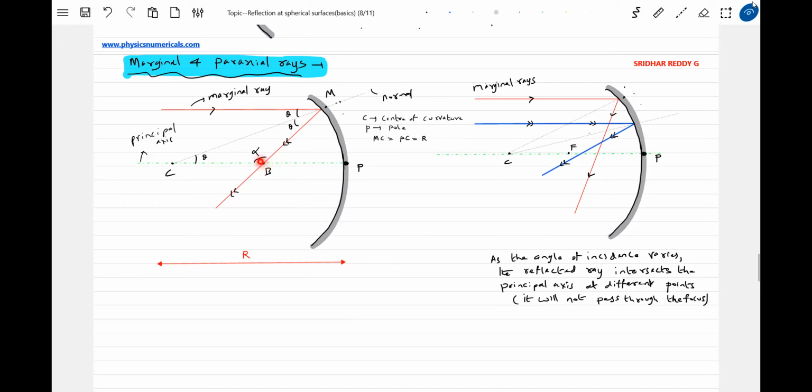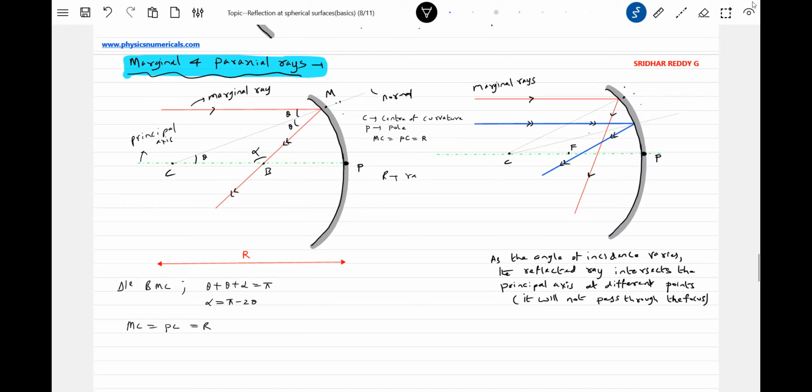So what is alpha? Shall we write 180 minus 2 theta? The sum of the angles in the triangle BMC, theta plus alpha, should be equal to 180 degrees. So therefore, alpha is equal to pi minus 2 theta. And we know the distance MC should be equal to PC, and it is equal to R, the radius of curvature.